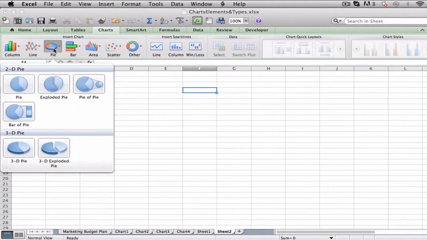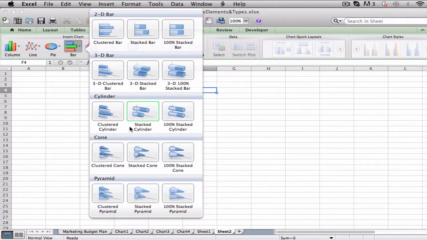Pie. A chart that shows the proportion of the whole that is contributed by each value in a single data series. The whole is represented as a circle, the pie, and each value is displayed as a proportional slice of the circle. Bar. A chart that compares distinct items or shows single items at distinct intervals. A bar chart is laid out with categories along the vertical axis and values along the horizontal axis.